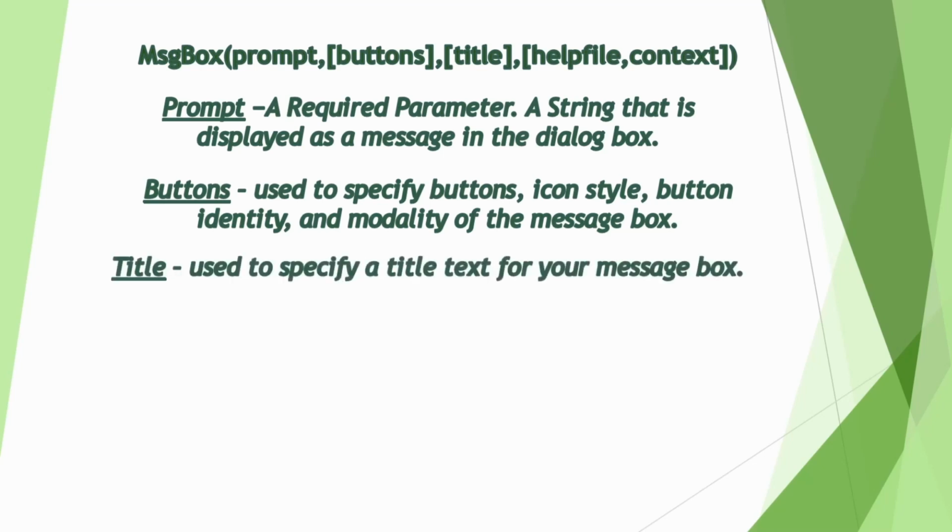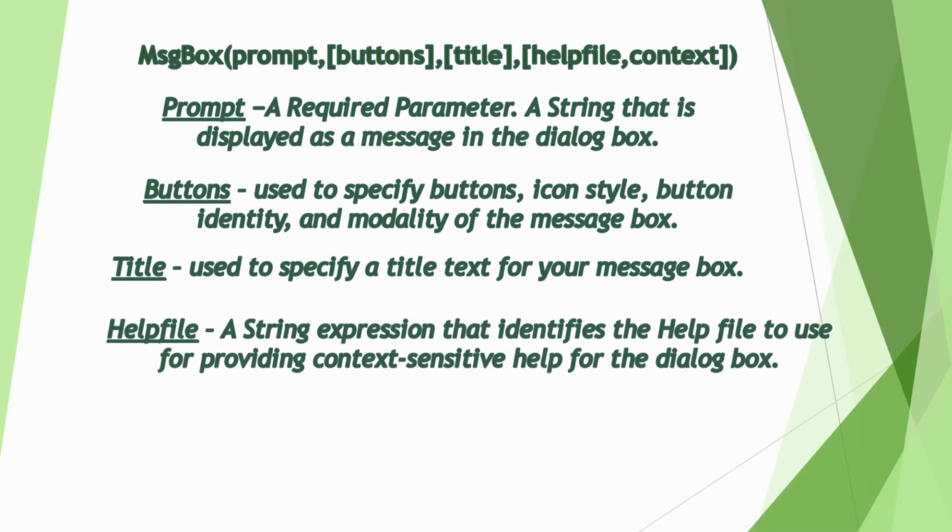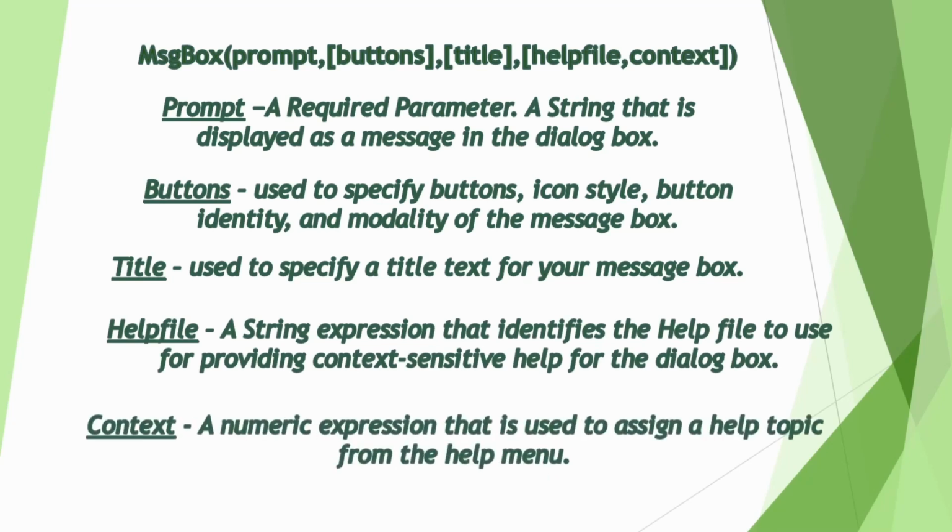The third argument is the title. You can use this argument to specify a title text for your message box, help file, and context. These parameters we use in very rare cases. Help file is a string expression that identifies the help file to use for providing context-sensitive help for the dialog box. Context is a numeric expression that is used to assign a help topic from the help menu.